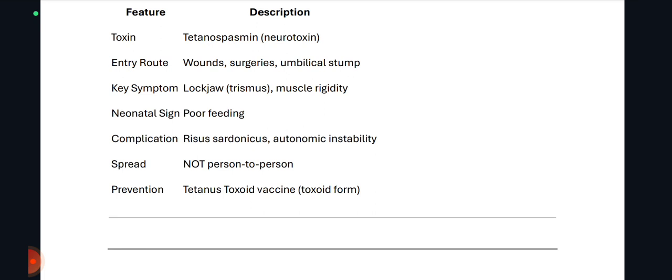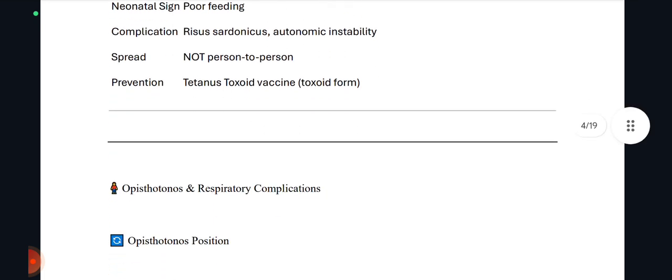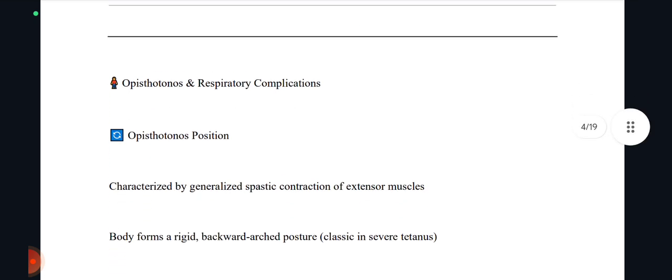The spread is not person to person, and the prevention is by tetanus toxoid vaccine, which is a toxoid form of vaccine, not a heat-killed or attenuated organism. It is a toxoid. We will see more about it.